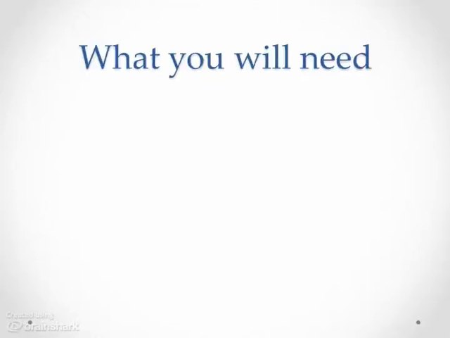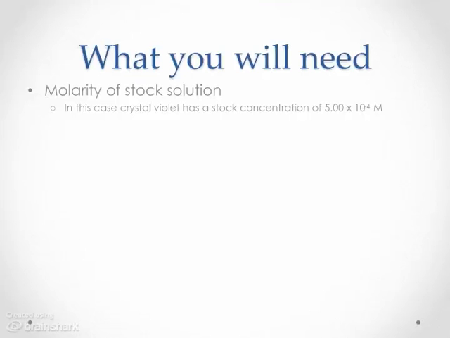Okay, so what are we going to need to be able to perform a dilution calculation? Let's concentrate just on one of our reagents, crystal violet, in our reaction system. So we want to start off with the molarity of the stock solution of crystal violet that we have. So in this case, in the laboratory, we have crystal violet at a stock concentration of 5 times 10 to the negative 4 molarity.